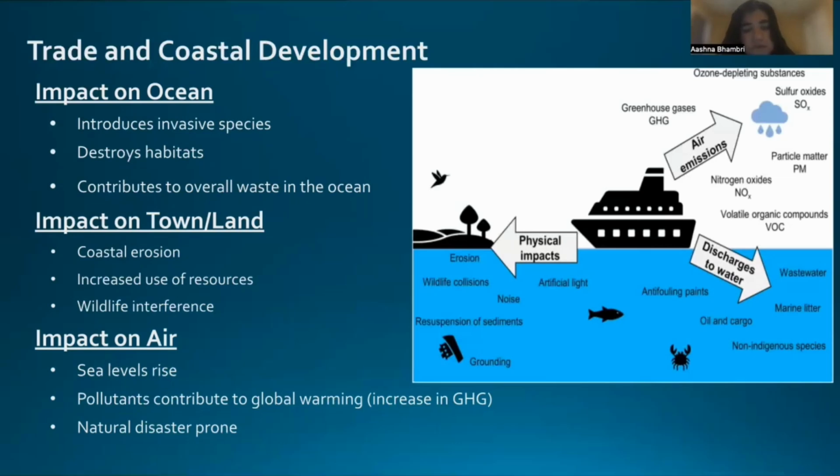There's an increased use of resources. Again, since they want to expand these ports, they're basically hacking down the environment to be able to build those ports up. Just like the ocean, there's also wildlife interference on the land, which again just creates kinks in the ecosystem, which is not good overall. There's also an impact on the air. Obviously, due to the kind of oil and gasoline the ship needs to run, sea levels are going to rise due to the increase in greenhouse gases that are being emitted into the air.